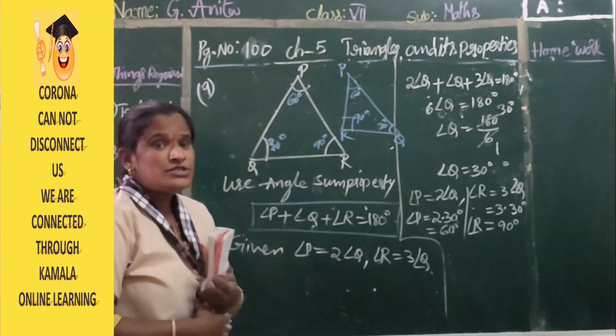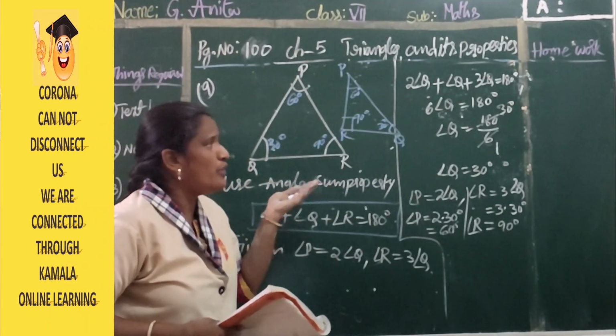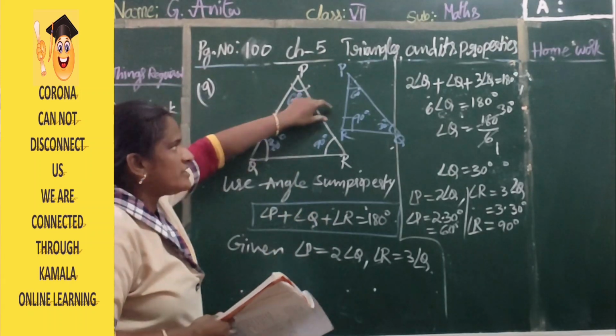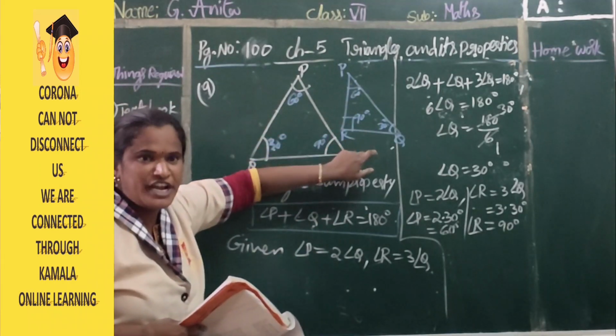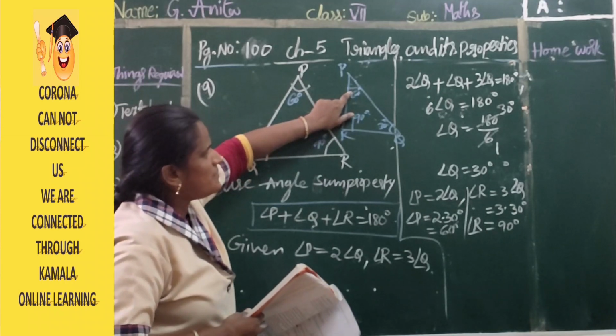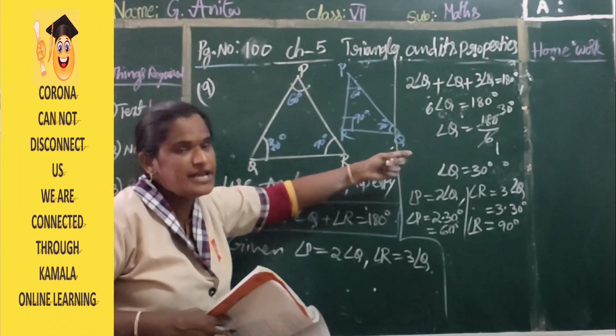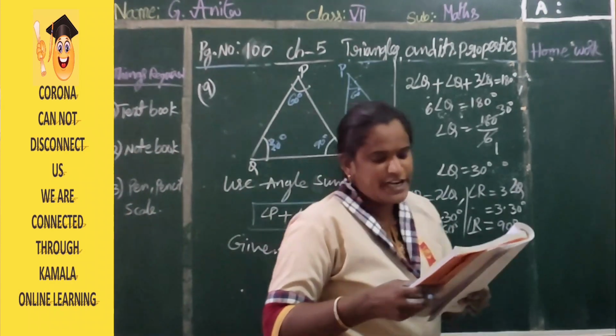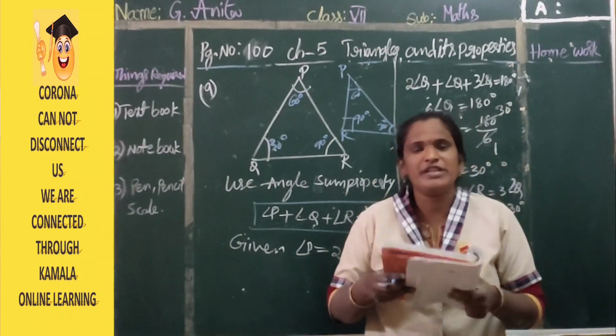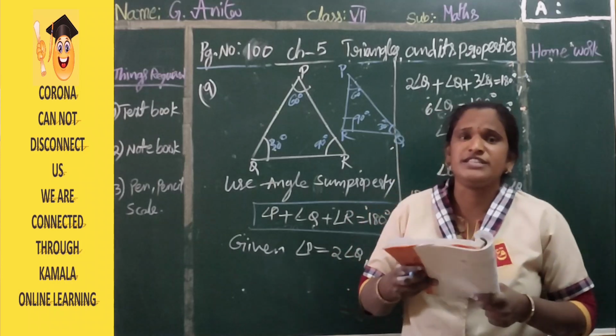Okay, children. So we got the idea about angle P, angle Q, angle R. So verification: the sum of all angles should be equal to 180 degrees or not. 60 plus 30 is 90. 90 plus 90, 180. Yes, our answers are correct. So children, it is very easy and this chapter is totally dependent on the sum of all angles in a triangle.